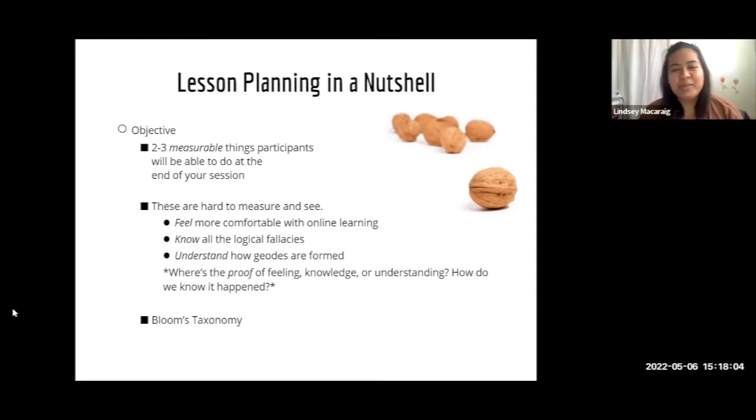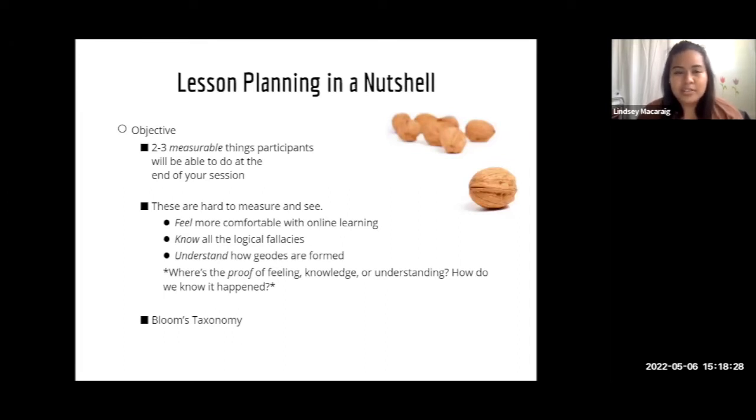All right, so now we're going to talk about objectives. So what are objectives in the context of a learning plan? So let's see some of these examples. They're going to be 2 to 3 measurable things that participants will be able to do at the end of your session. So looking at the examples here on the slide: feel more comfortable with online learning, knowing all the logical fallacies, understanding how geodes are formed.